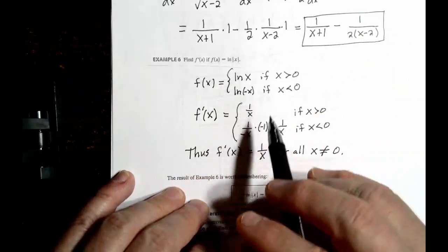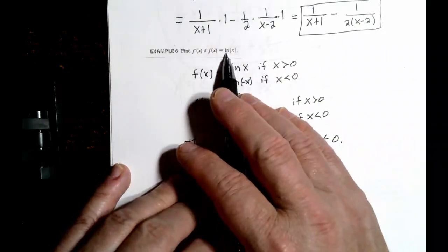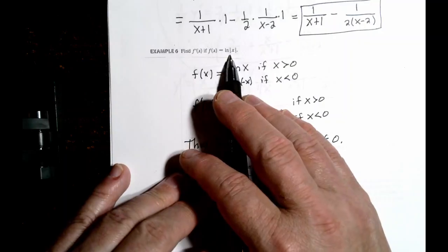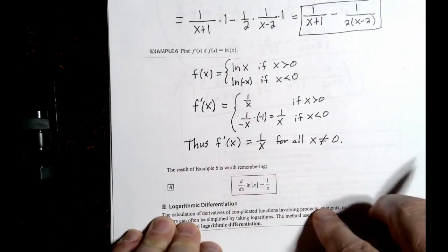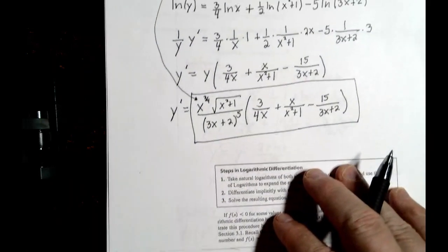This one, to make a long story short, is basically finding out what's the derivative of ln of the absolute value of x, and you find it's 1 over x. You can look through that if you want.